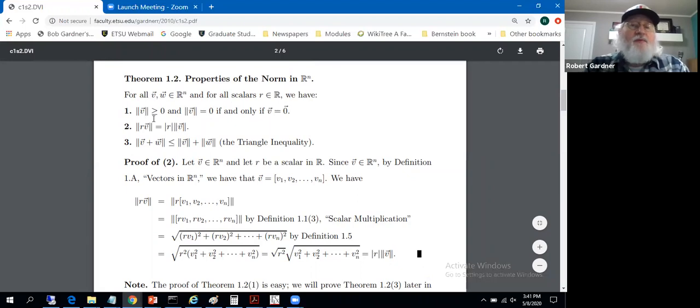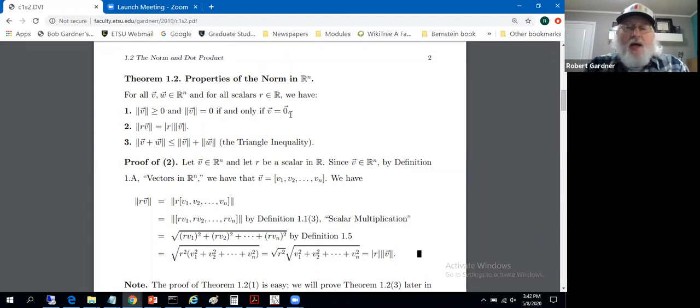Then the norm of v is greater than or equal to 0, and the norm of v equals 0 if and only if we have the 0 vector. All right, not in the least bit surprising, right down here is the formula for the norm of a vector. Square roots are never negative. That's the meaning of the square root symbol. So the fact that norms are defined in terms of square roots is immediately going to give that the norm is greater than or equal to 0.